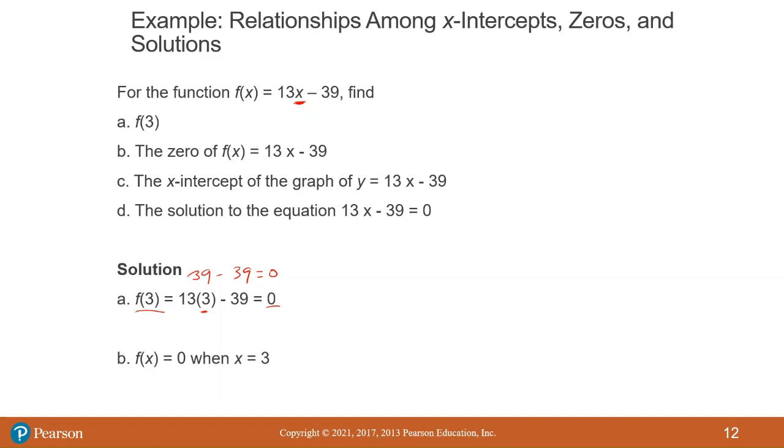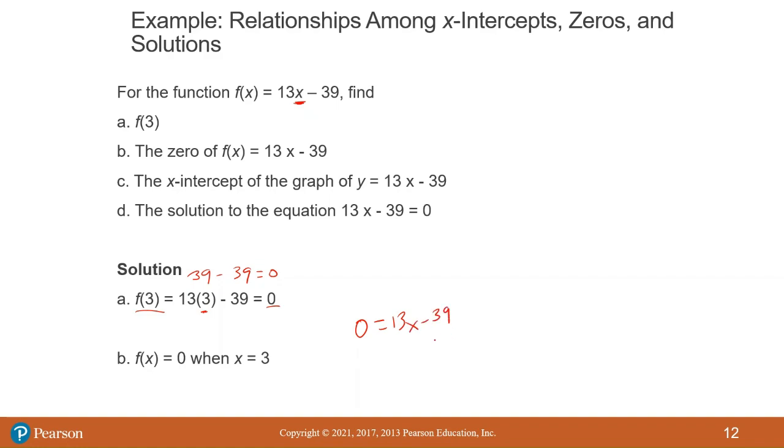Let's find f of x equals 0, or sorry, f of x equals 0 when x is 3 is the solution to b. Let's see how they come up with that. It says we want to find the zero of f of x. So remember, to find the zero, what we are doing here is we are letting it equal 0.